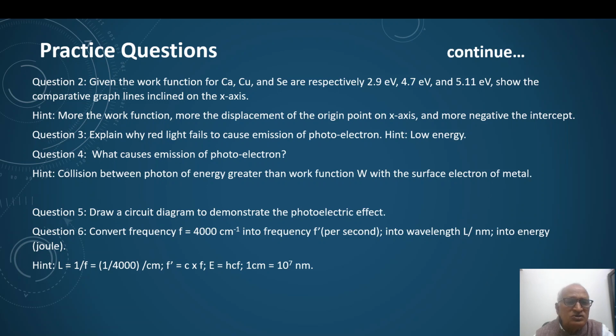Question 6 is convert a frequency of 4000 per centimeter into frequency per second and into wavelength. Various conversions are given on one of the slides on how to convert them. Here also a hint is provided. So with this discussion, if you practice this video 2-3 times and consult a book, you can thoroughly understand it. You must keep in mind, this is one of the basic pillars of quantum mechanics.